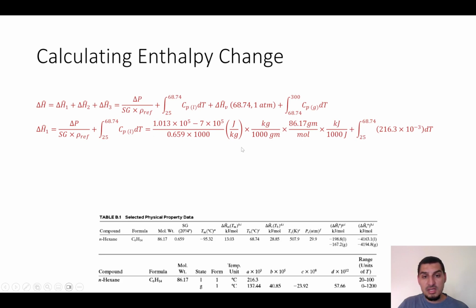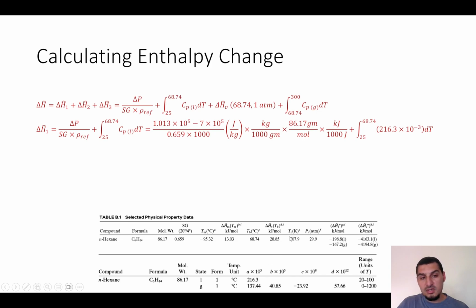So this is the V hat delta P term. And now this is the integral of Cp dT, and luckily for the liquid, it's only one constant. The empty slots mean that they are zeros.